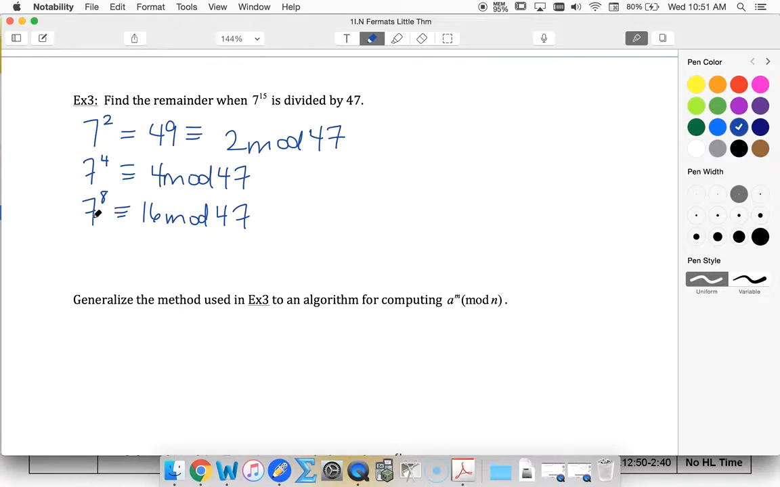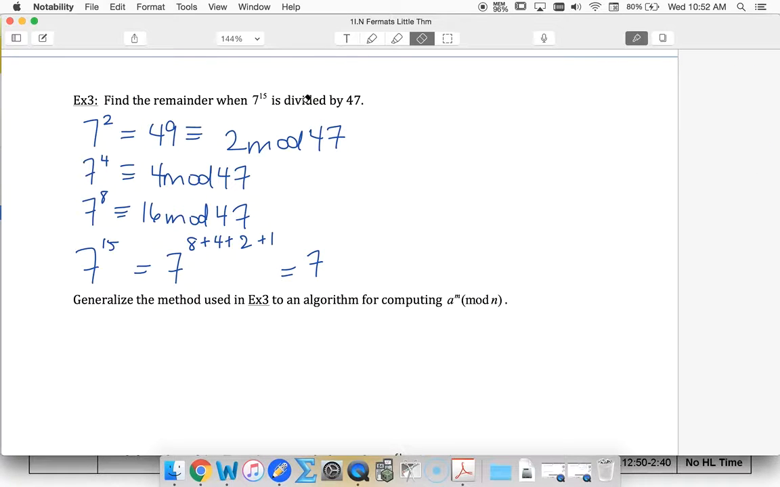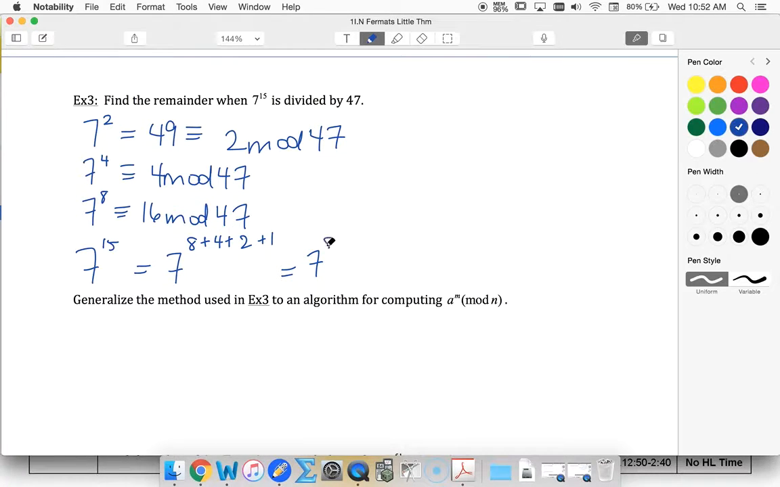And if I square again, I would get 7 to the 16th, but that's bigger than what I wanted. So notice that 7 to the 15, that's the same as 7 to the 8 plus 4, that's 12, plus 2 is 14, plus 1. Well, we know that that's going to be equivalent to, sorry, I'm just going to say equals 7 to the 8th times 7 to the 4th, 7 squared times 7.